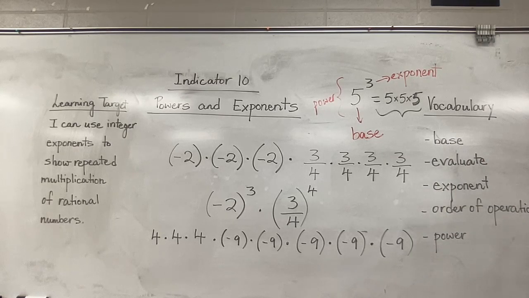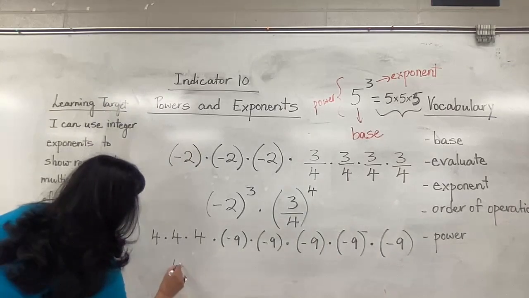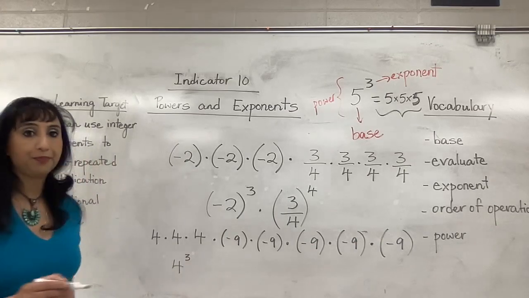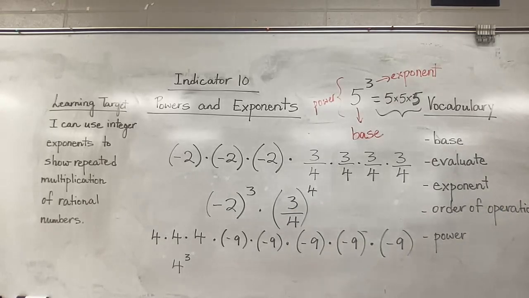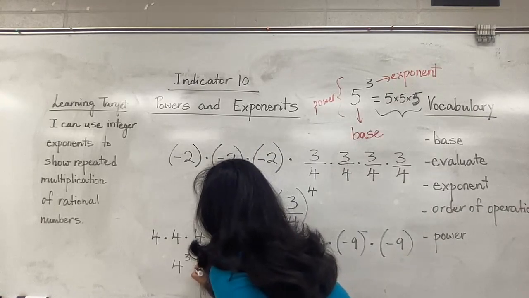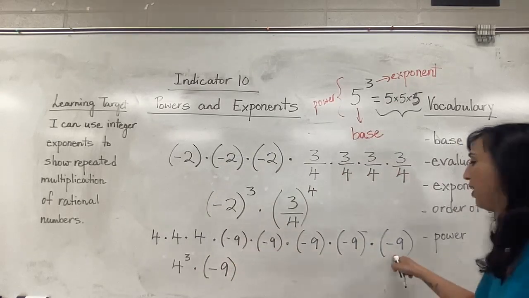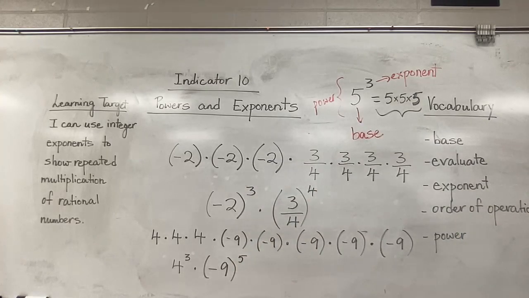So I'm going to again see how many factors I have. I have 4 as a factor, and then I look at how many 4's I have. So I have 4 cubed, right? Because there are 3 of them. And then times, how many -9's do I have? 1, 2, 3, 4, 5, to the fifth power. So when I am writing the expression using exponents, that's how I am going to write it.